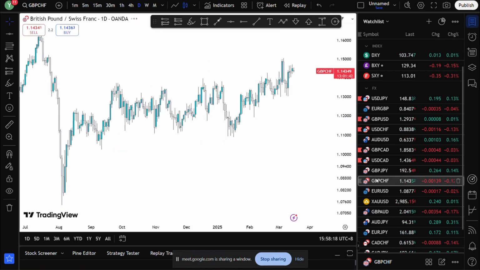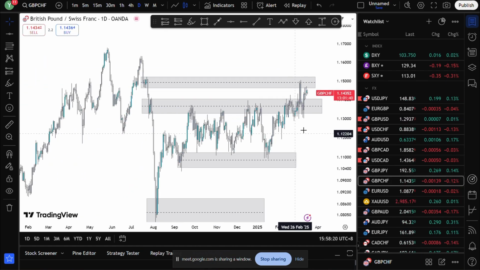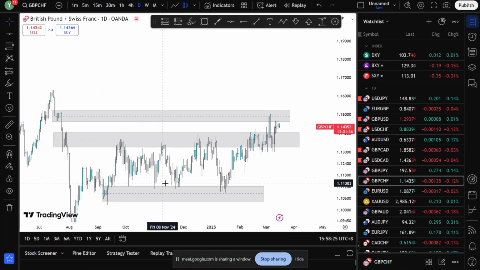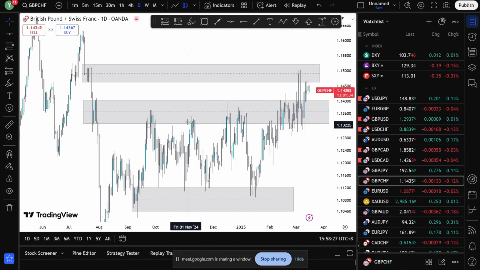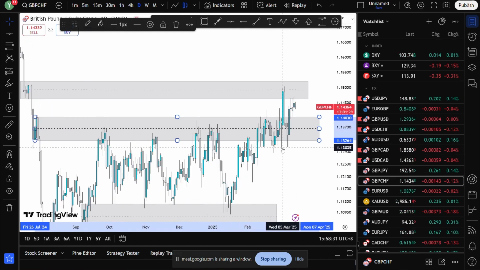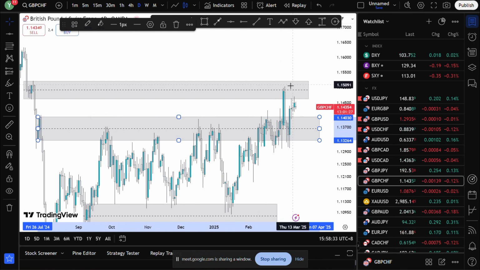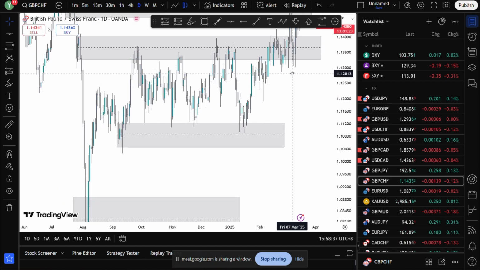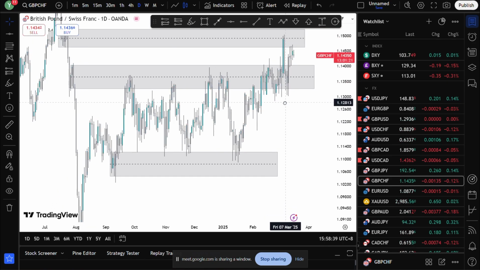So now the next one is the GBP CHF. Not a clear market structure here also. The price has been very choppy over here, and then it broke past this resistance zone, and even after it broke past, it is still in a very choppy condition, so I will not focus too much on this pair.